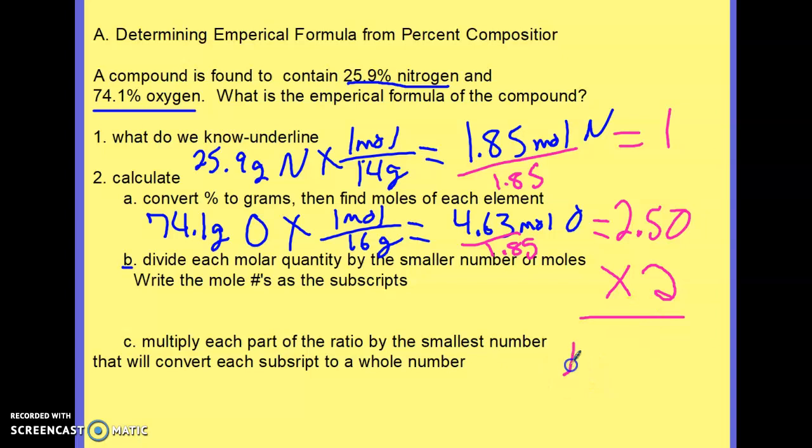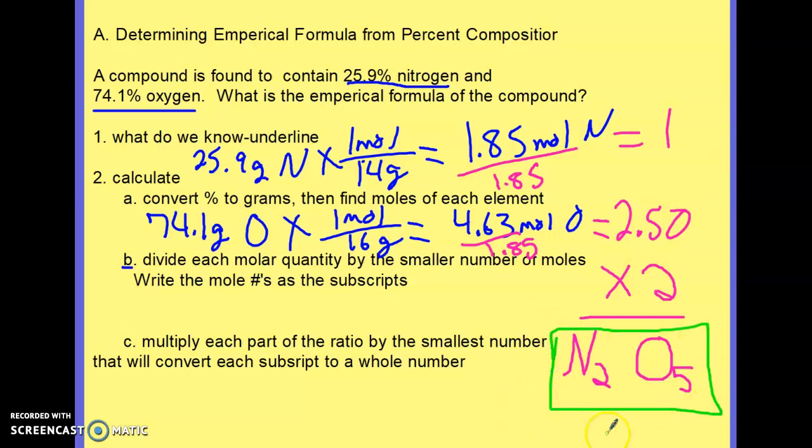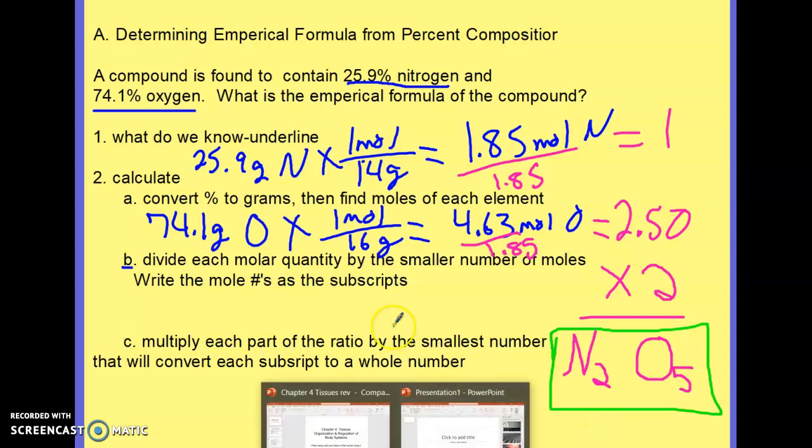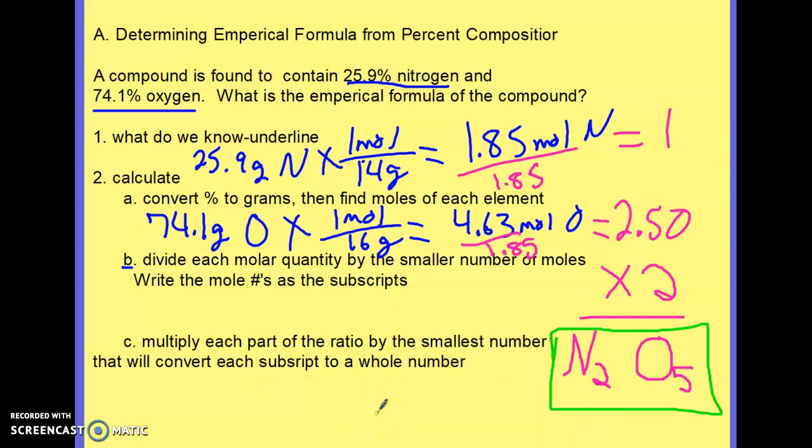So that gives me 2 nitrogen and 5 oxygen. This, people, right here is the empirical formula. We don't know if this is the actual formula or not. We just know that this is the lowest whole number ratio. This is the empirical formula.